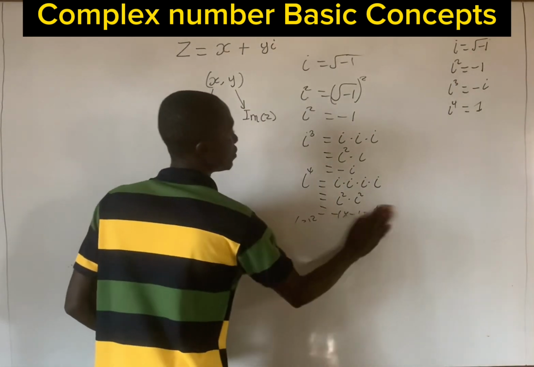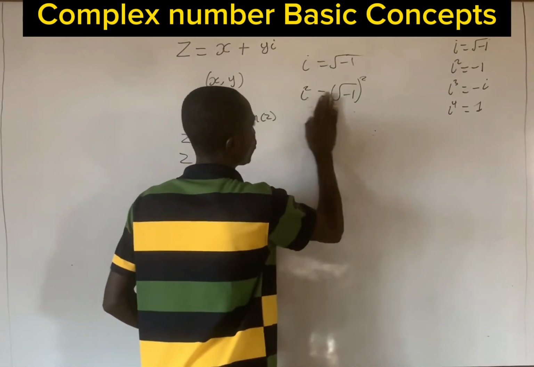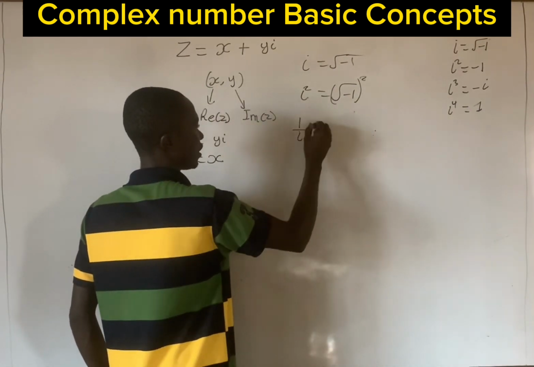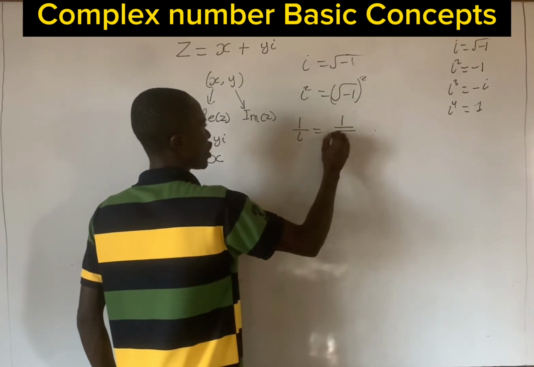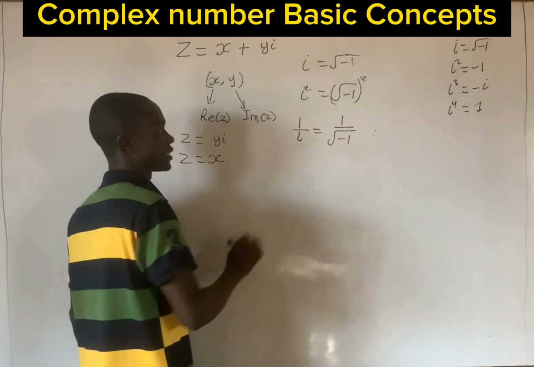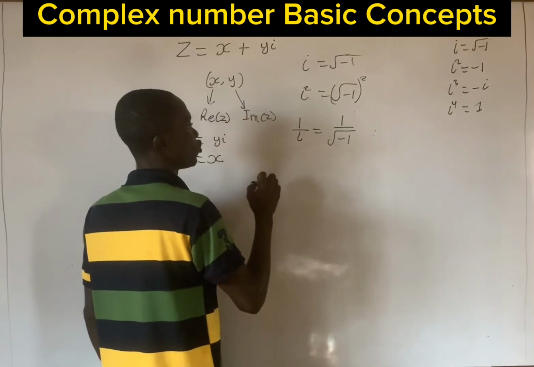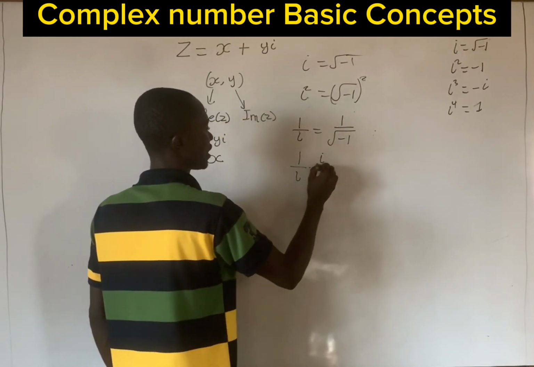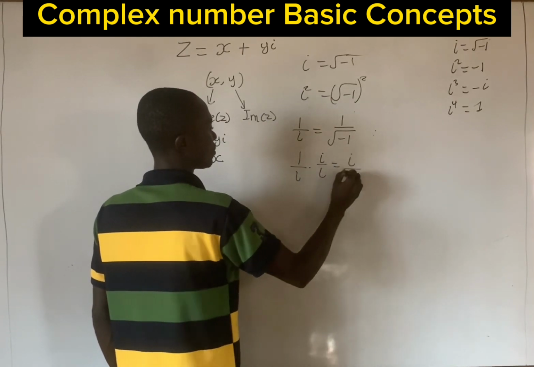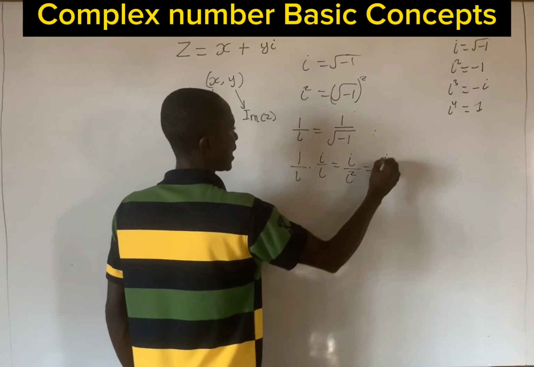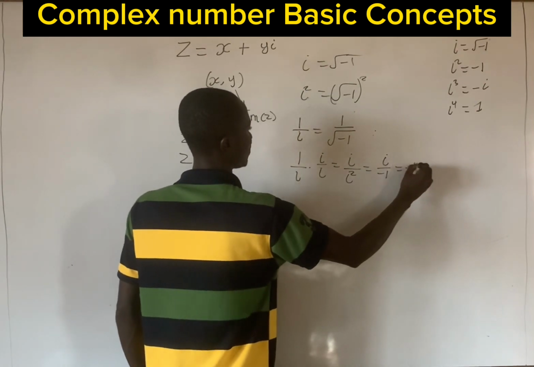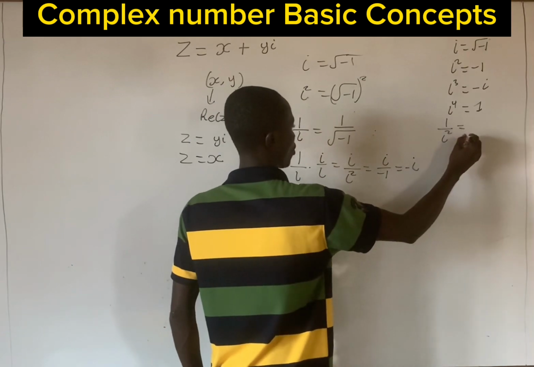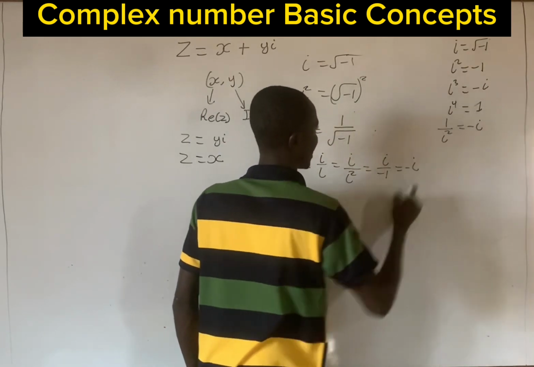Now, if we consider 1 divided by i, this is the same as 1 divided by square root of negative 1. And we have to rationalize this. So we take 1 divided by i times i divided by i, which gives i divided by i squared, which is i divided by negative 1, which is equal to negative i. So here, 1 divided by i equals negative i.